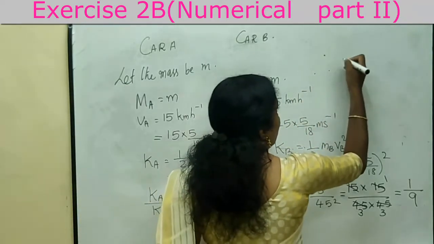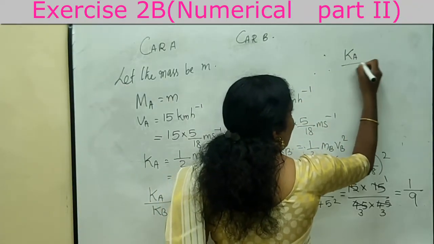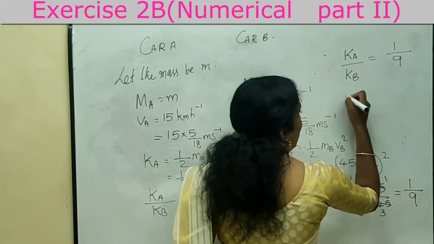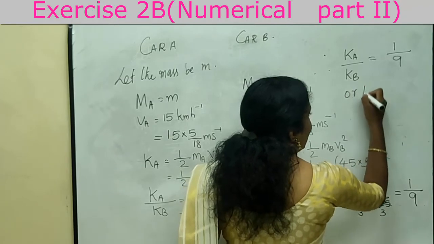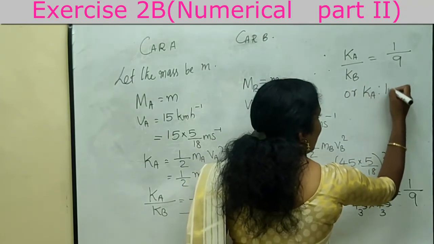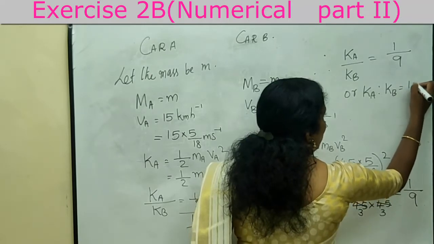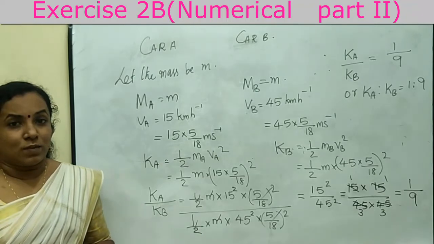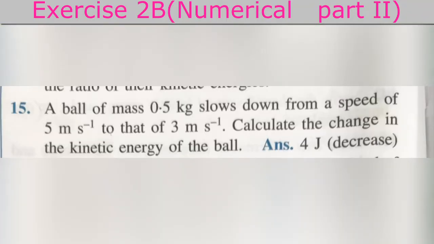Therefore, kinetic energy of A by kinetic energy of B is equal to 1 by 9, or kinetic energy of A is to kinetic energy of B is equal to 1:9. Now we can move to the next question. A ball of mass 0.5 kilogram slows down from a speed of 5 meter per second to that of 3 meter per second. Calculate the change in kinetic energy of the ball.